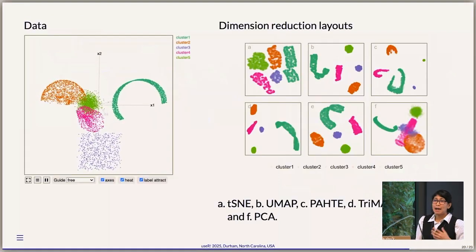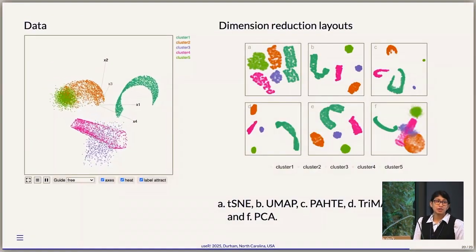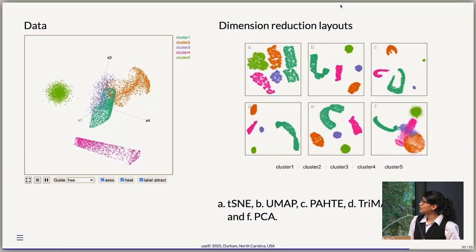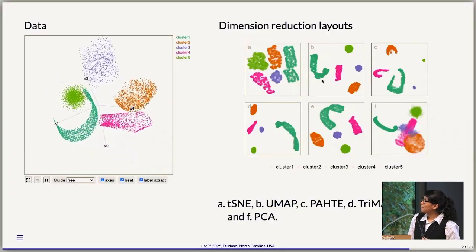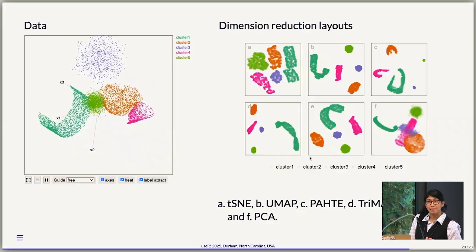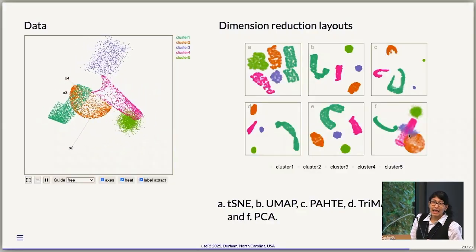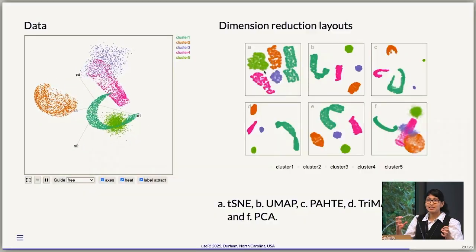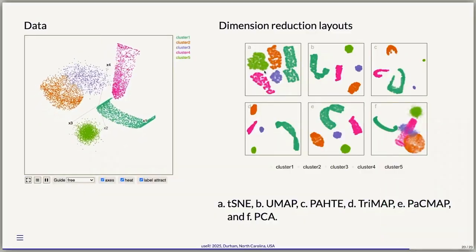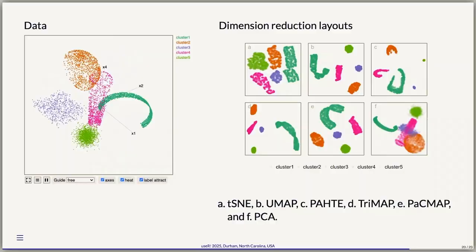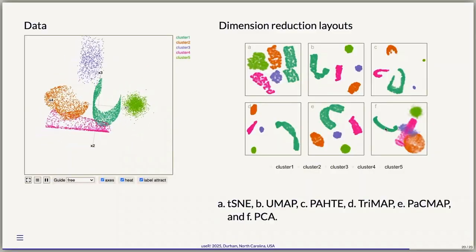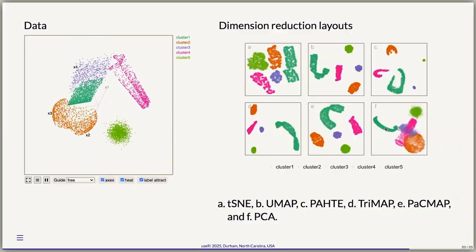If you do that and apply a dimension reduction method, here I have chosen six methods: t-SNE, UMAP, PHATE, TriMap, and PaCMAP, and also PCA. Can you see the difference? Some of them separate the data structures too much, when they shouldn't, but PCA still tries to preserve the data structure as much as it can.